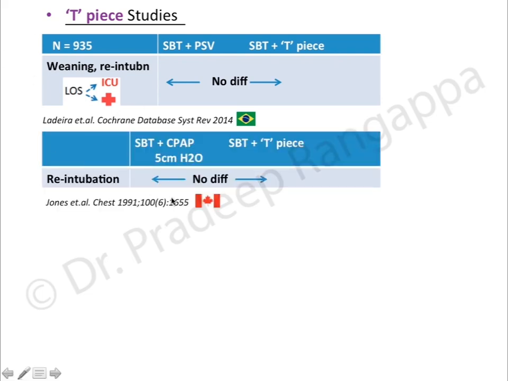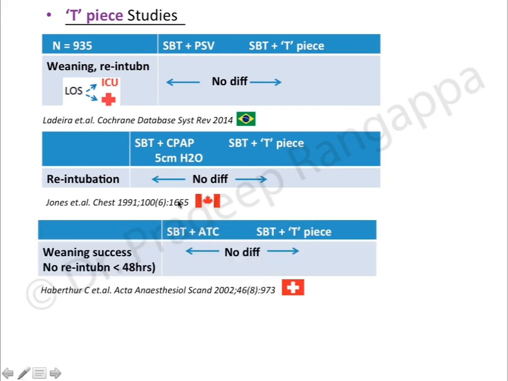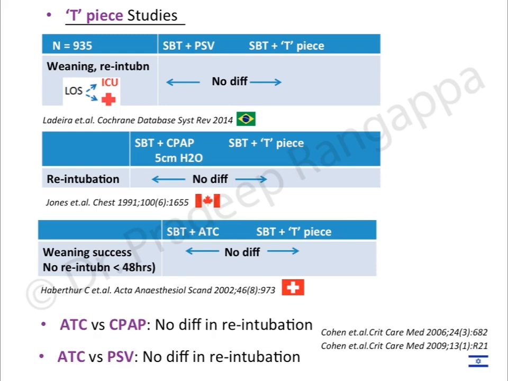So this was a Canadian study. Again, they looked at spontaneous breathing trial with CPAP of 5 and TPs, reintubation, there was no difference. And this was a study from Switzerland where they looked at spontaneous breathing trial with ATC and TPs. Even there, weaning success, there was no difference. So that's why when I say there's absolutely no difference between TPs, ATC, CPAP or pressure support of 5 to 7. Pressure support of 5 to 7 is considered as sort of an extubatable parameter.